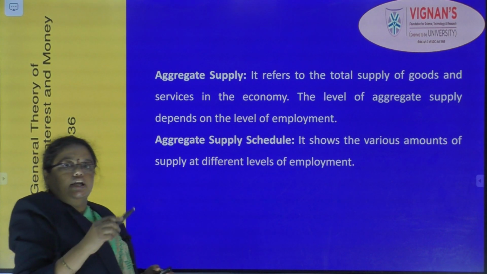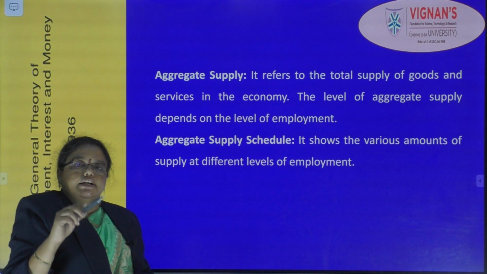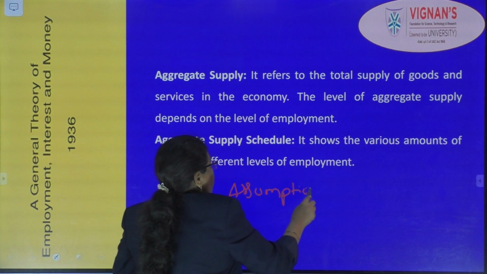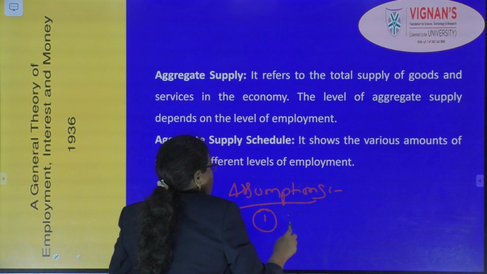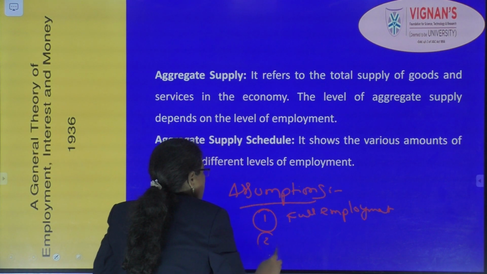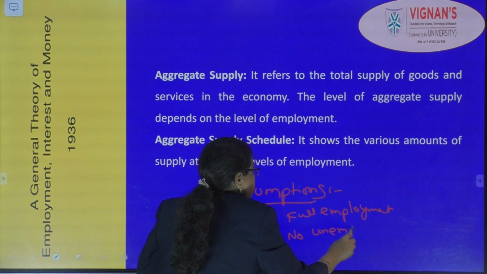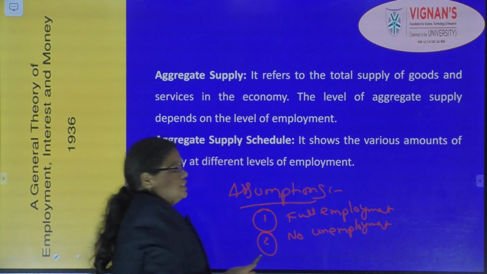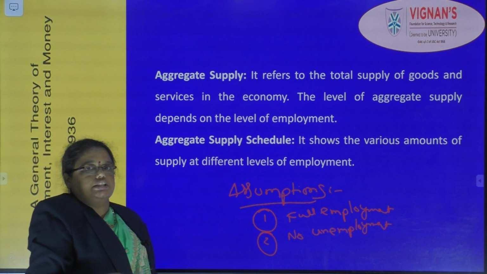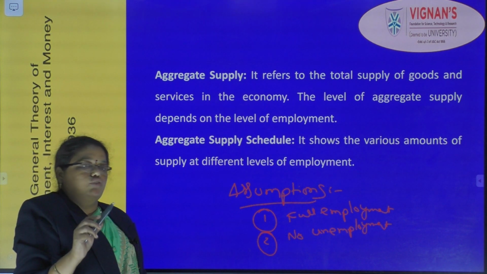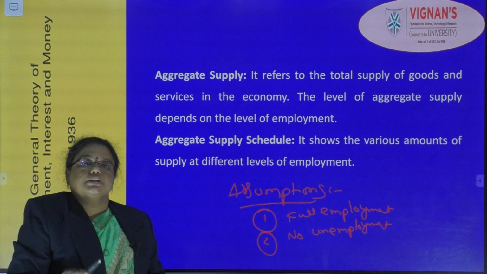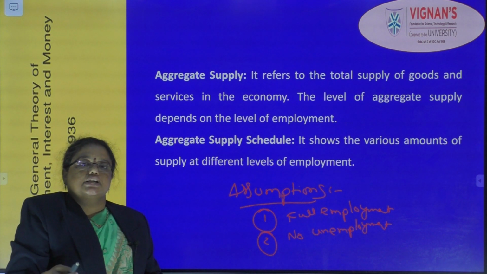Before the Keynes theory, classical theory is there. Classical theory is criticized by Keynes. Assumptions of the classical theory: there is full employment, no unemployment. But it is practically impossible. So, Keynes theory is practically possible. Keynes criticized the classical theory. Keynes is saying that there is no full employment, there is unemployment. In the 1930s, during the depression, so much unemployment was there. So, classical theory is criticized.